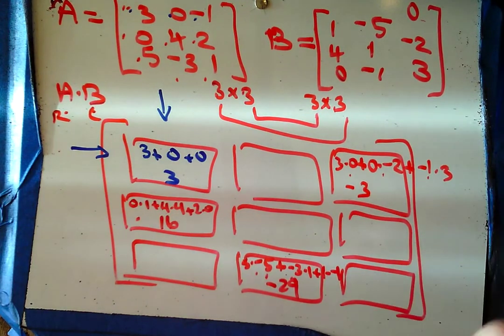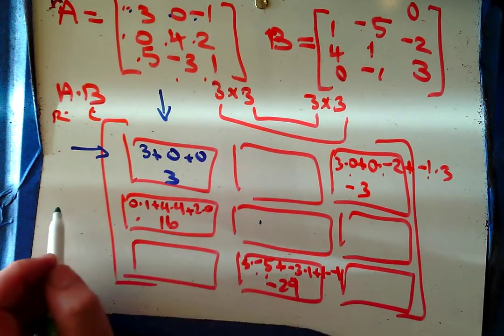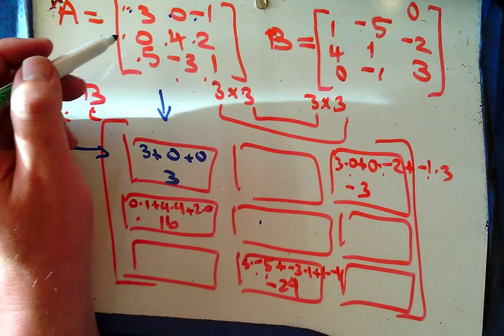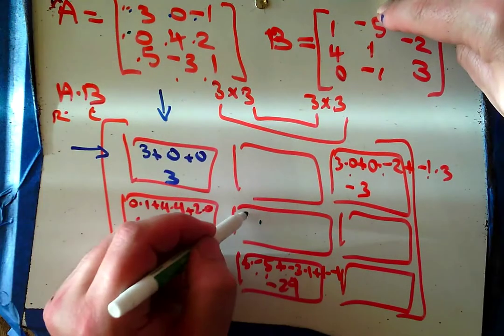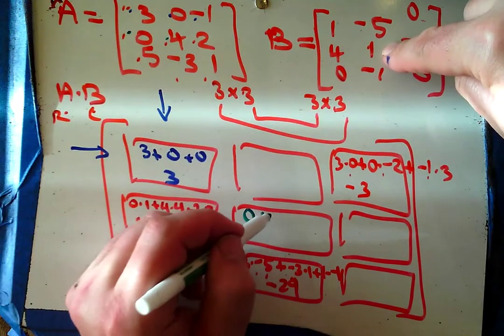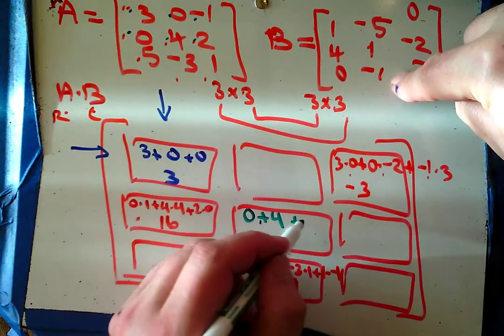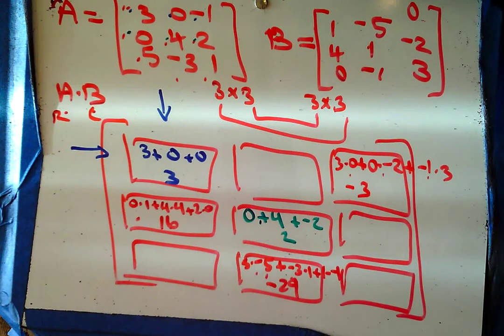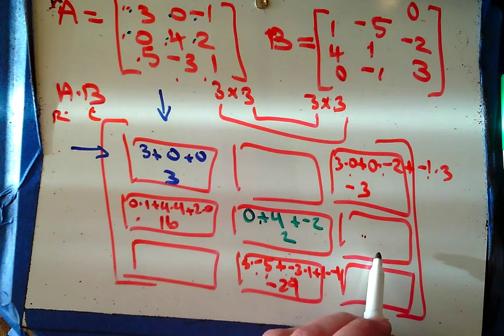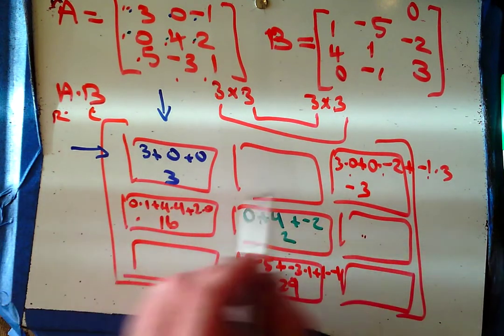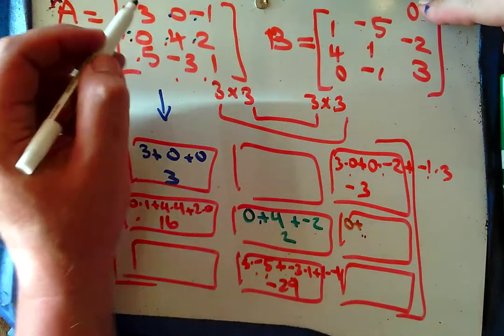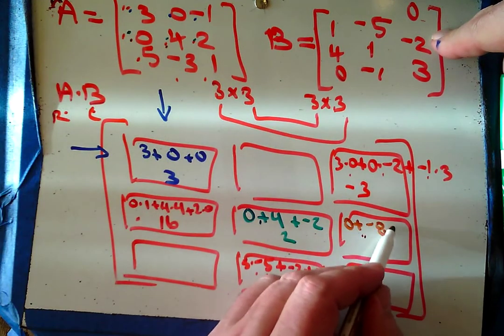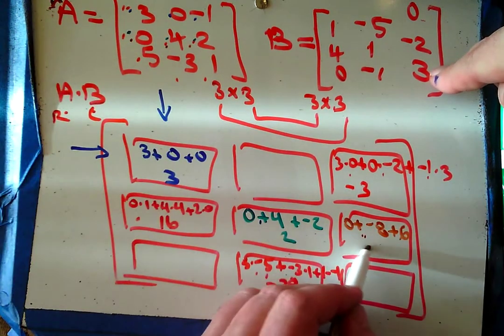And if I want to fill in this cell, it's in the second row, second column. So, second row, second column, I'm going to have 0 times negative 5 plus 4 times 1 plus 2 times negative 1. And so I end up with 2 there. And if I want to fill in this cell over here, I'm going to be in the second row and the third column. Second row, third column, 0 times 0, plus 4 times negative 2, plus 2 times 3. So I get negative 2.